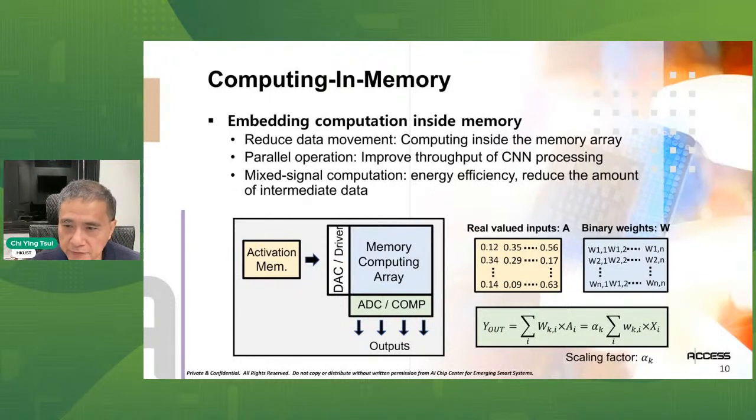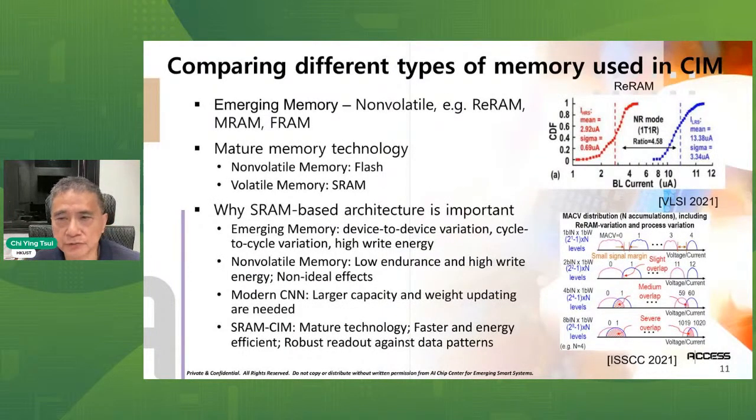So usually the binary weights are stored in the memory array as data, and the activation is input using either a DAC or a driver to go into the memory computation array, and the column output generates the output. There are different types of memory you can use for computing in memory.